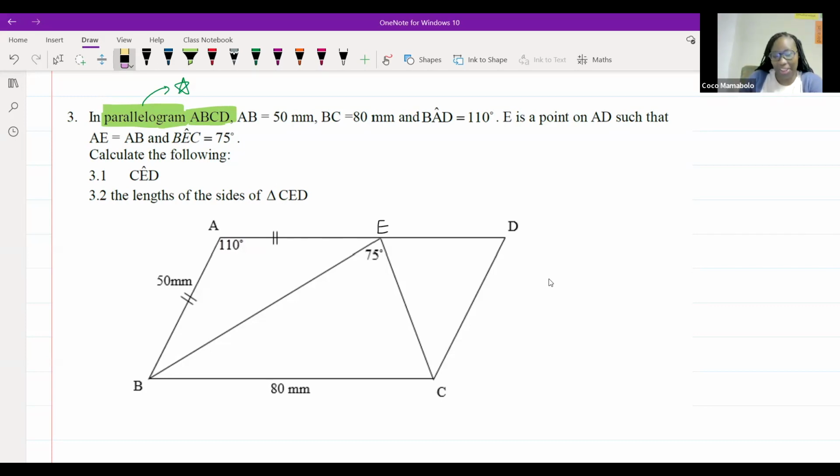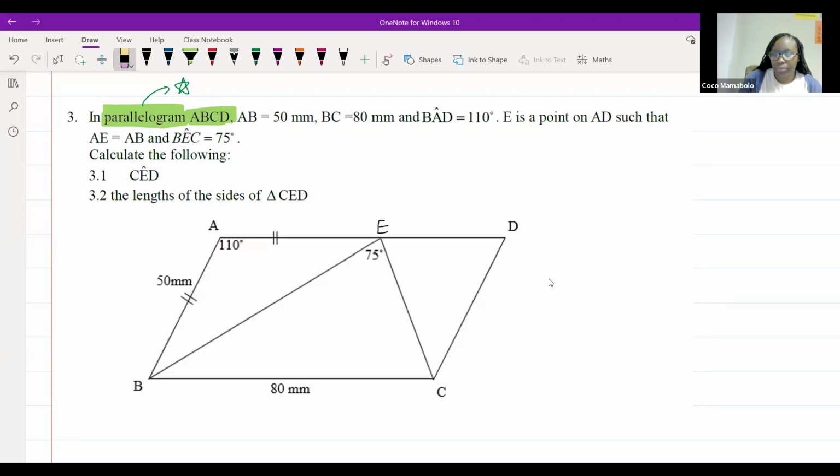But let's go ahead and see what we've been given here. Let's start with 3.1. They want us to calculate the size of angle CED. When we are looking for these kinds of things, we don't just go in and cry that something is missing. We always work from what we've been given that has the most information. If we look at everything in this parallelogram, what has the most information?